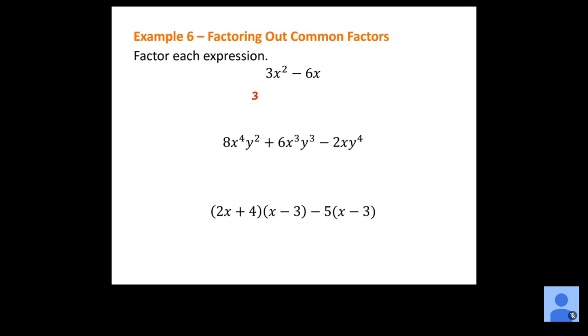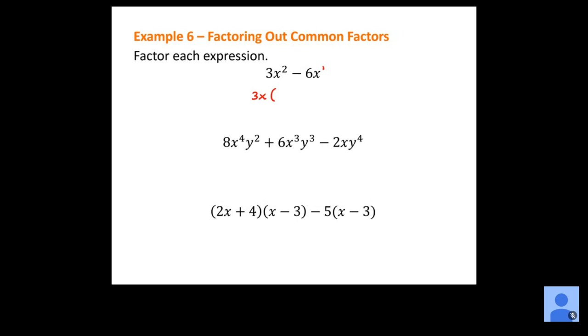Now I'm going to look at the variable. I have an x squared in my first term, and I have an x to the first power in my second term. We always want to take out the smallest exponent of all of the exponents that you have here. So in this case, x to the first power is the smallest. That's what they have in common. So we're going to take out an x.